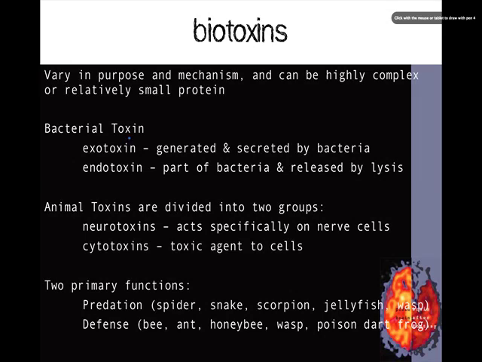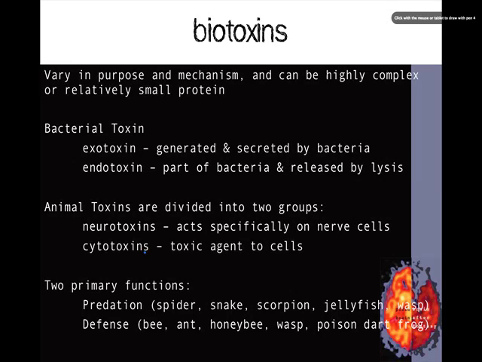For bacterial toxins, there are two types. Exotoxins are ones that are made and secreted by bacteria. Endotoxin is within the bacteria, but it's released when the bacterial cell lyses. Animal toxins are divided into two groups. There are neurotoxins, which act on nerve cells, and then cytotoxins, which are toxic agents to cells and kill cells.